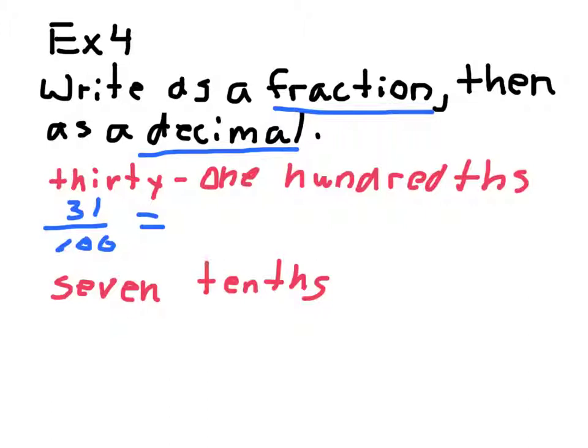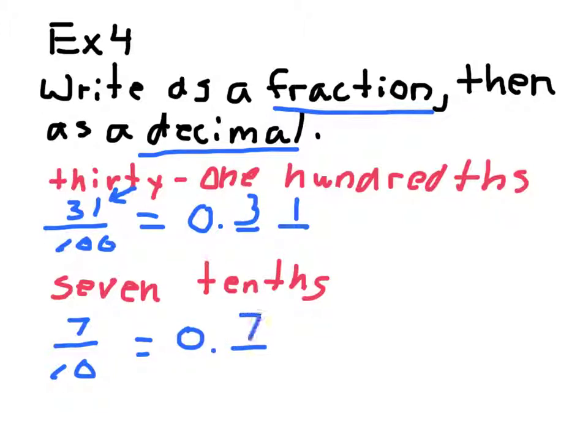So 31 hundredths. If I want to write that as a decimal, I got to make sure that far right digit, the 1, is in the hundredths place, so the 3 goes right before it, and that would be 31 hundredths. How about the second one? Write it as a fraction first. 7 tenths. Now as a decimal, I got to make sure my 7 is in the tenths place, and that would be 7 tenths.